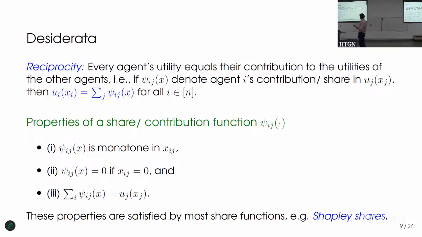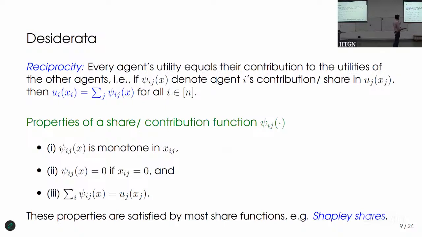The second is normalization, which says that if you don't contribute anything, then your contribution should be 0. And the third property is that it's indeed a credit sharing function. It's what we call the efficiency property in cooperative economics, that the summation of psi_ij over i should be equal to u_j of x_j. So if psi_ij is measuring the credit of agent i in agent j's utility, then the sum of the credits of all agents should be equal to the utility of agent j. So these are the three properties that we assume for our share function and nothing more.